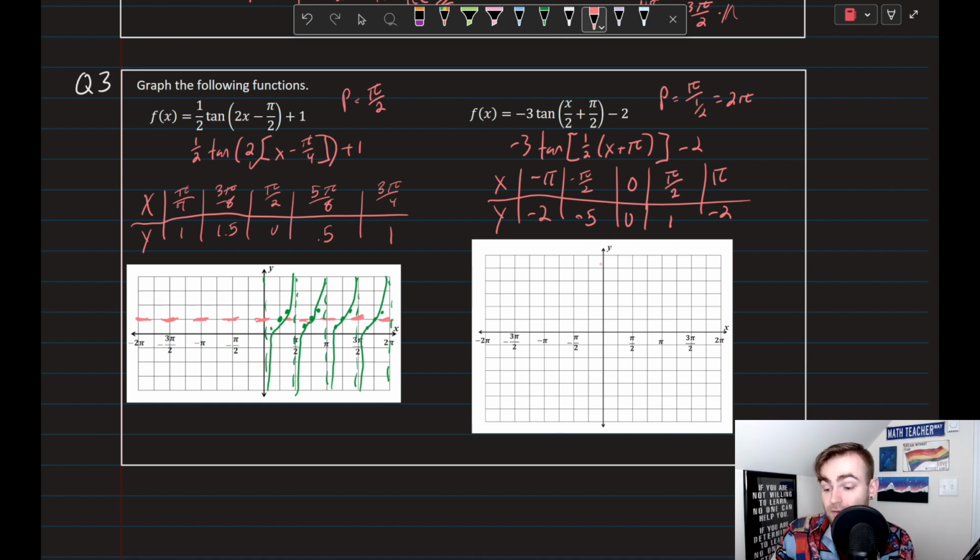So first of all, I'm going to draw my asymptotes, which happen at every 2 pi because that's how the period works. Then I know at negative pi, I'm at negative 2. Pi over 2, I'm at negative 5. So 2, 3, 4, 5. Asymptote. Here is 1. Here is negative 2. Here is negative 5. And then just follow that backwards. So I get these long, dramatic tangent curves.